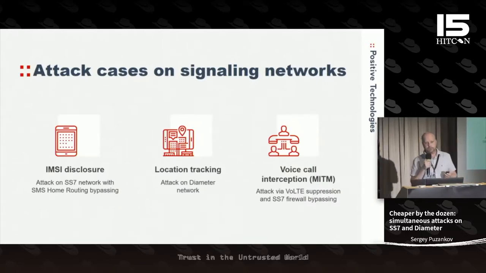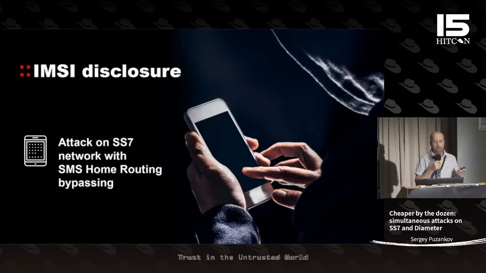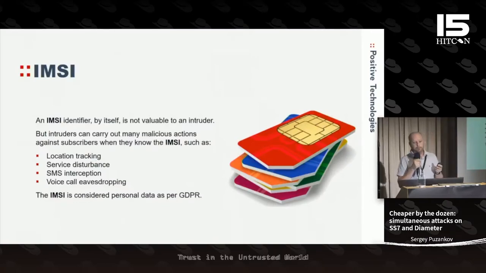And now I will talk about some cases that are really possible on mobile networks, on signal networks, different attacks. To make this story more interesting, I will use attacks on different protocols. The first attack will be on the SS7 protocol, the second on the Diameter protocol, and the third a cross-protocol attack on both SS7 and Diameter. First, the intruder needs the IMSI identity. This identity itself is not valuable for the intruder, but when the intruder knows this information, the intruder is able to perform dangerous attacks like location tracking, SMS interception, and so on.